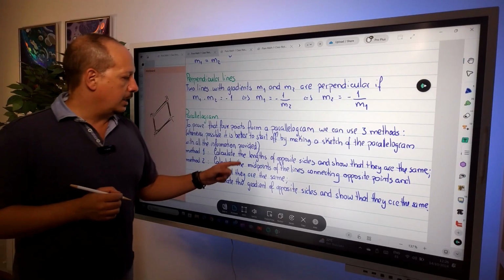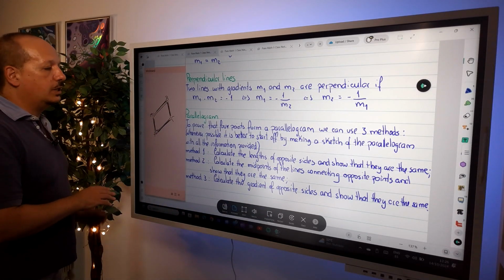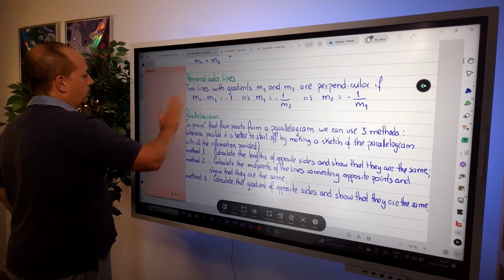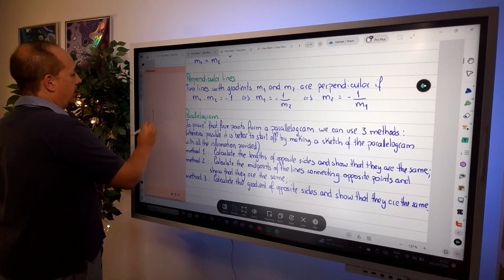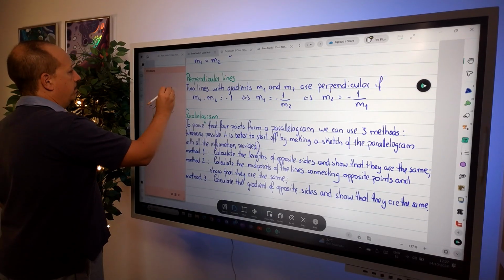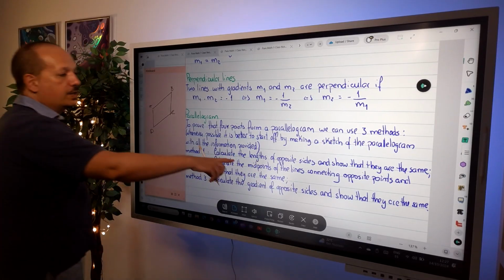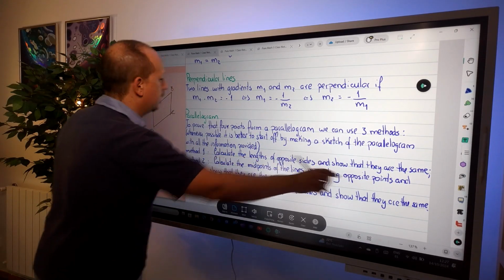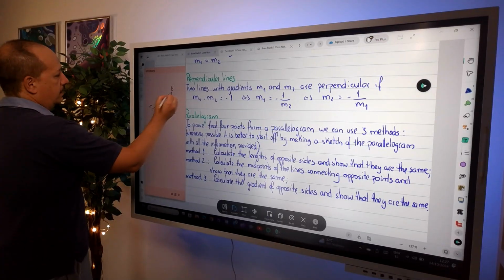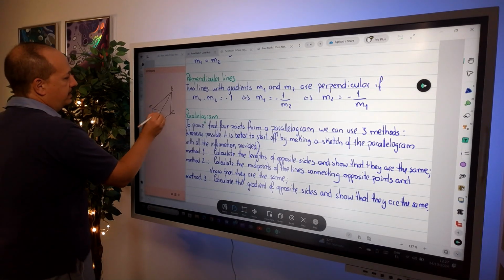Method 2, calculate the midpoint of the lines connecting opposite points and show that they are the same. What do I mean with this? Again, we have here our parallelogram, A, B, C, D. Midpoints of the lines connecting opposite points. What are opposite points? Opposite point to D is B. And opposite point of A is C.